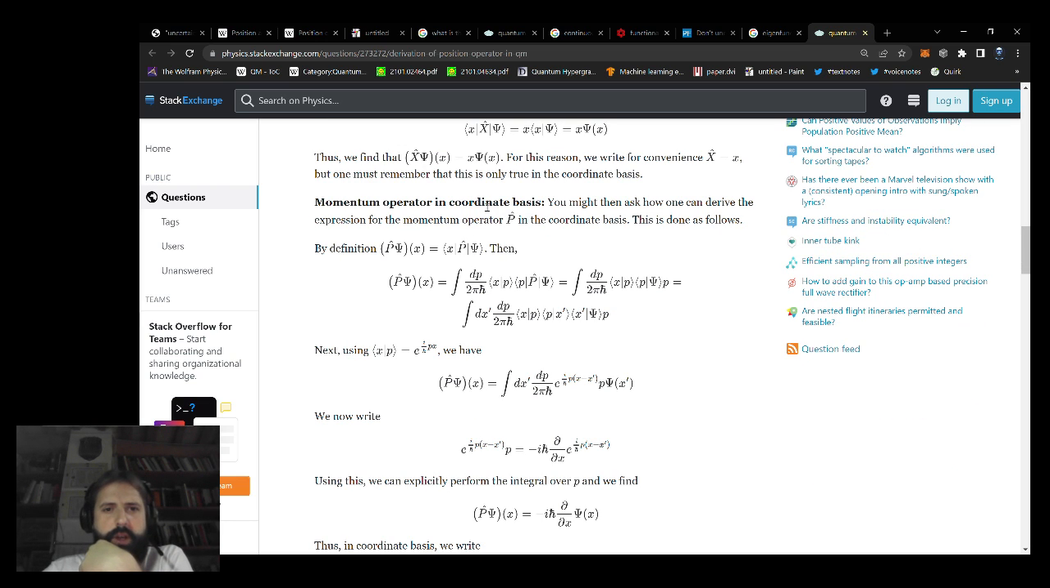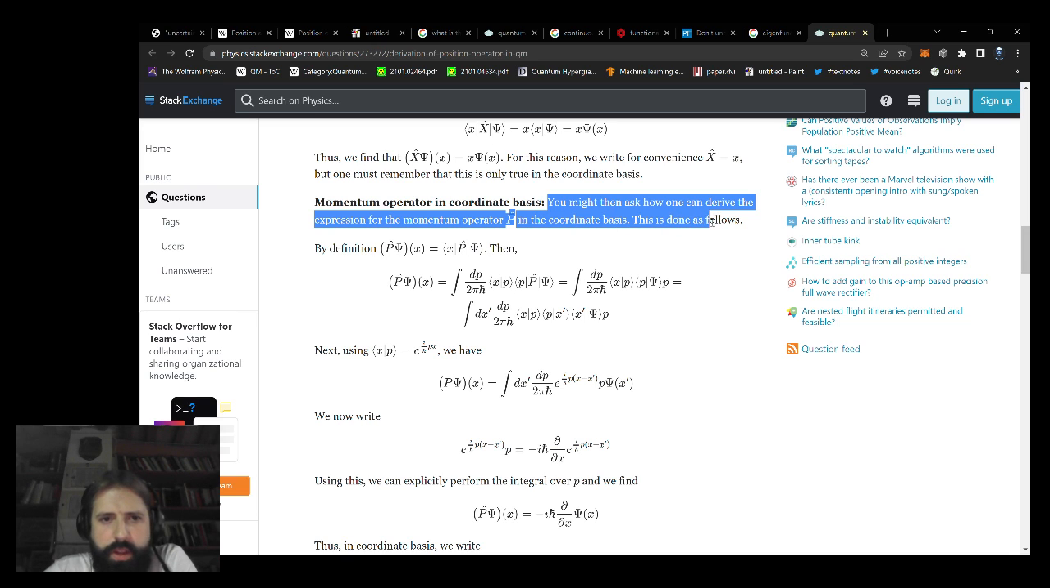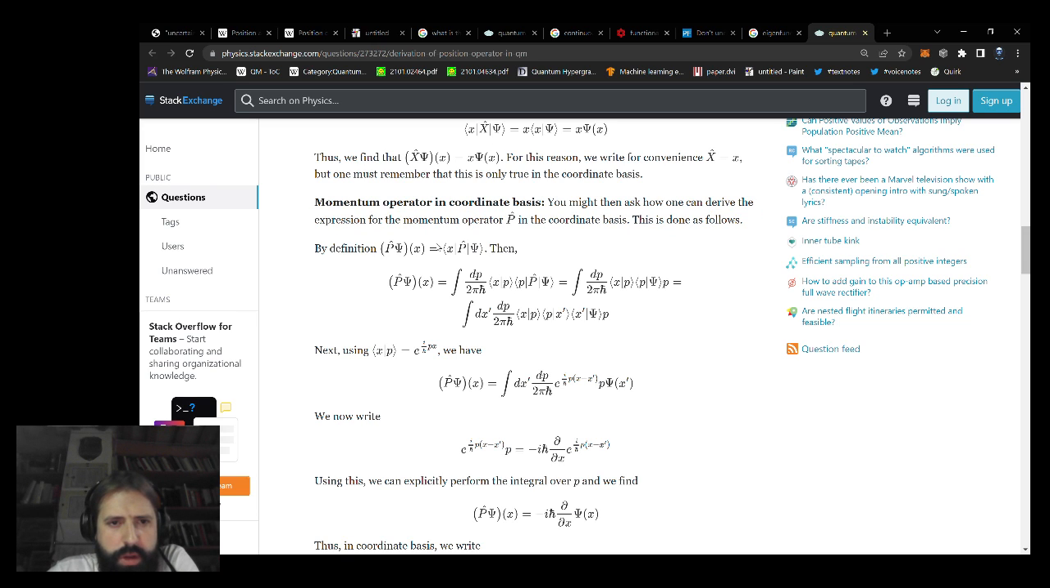Momentum operators in coordinate bases. So you might ask, how can one derive the expression of the momentum operator P in the coordinate basis? This is done as follows. By definition?